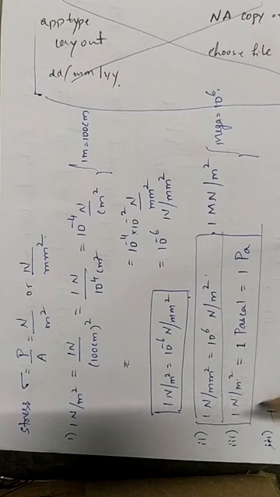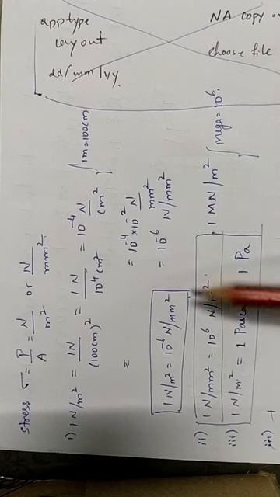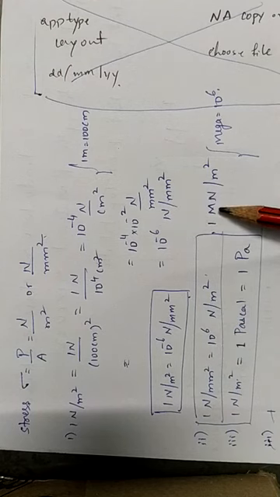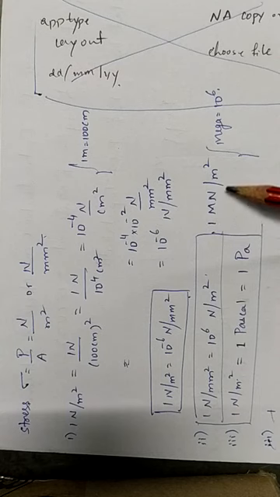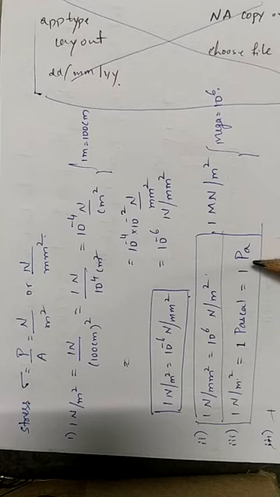Therefore, 1 Newton per mm square is equal to 10 raised to 6 Newton per square meter. This 10 raised to 6 is nothing but a mega. Therefore, it is 1 mega Newton per square meter. 1 mega is equal to how much? 10 raised to 6. Similarly, 1 Newton per square meter is nothing but 1 Pascal. It's very, very important. 1 mega Newton per square meter is equal to 1 mega Pascal. Pascal is denoted as Pa.